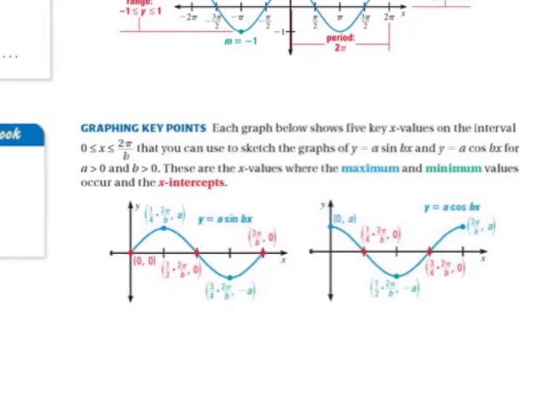Graph and key points. Each graph below shows 5 key values on the interval 0 is less than or equal to x, and x is less than or equal to 2 pi divided by b, that you can use to sketch the graph of y equals a sine bx and y equals a cosine bx, for a greater than 0 and b greater than 0. These are x values where the maximum and minimum values occur and the x-intercepts. So here's the thing. You always want to find the zeros and the maxes. That's what we're looking for. Okay? Zeros, maxes, and mins. Alright.